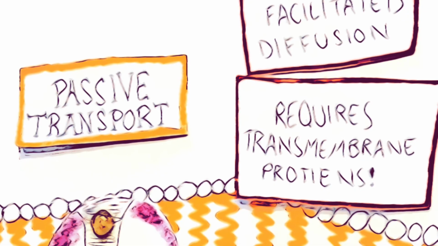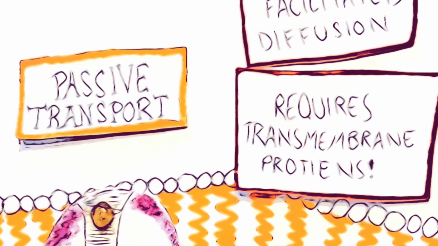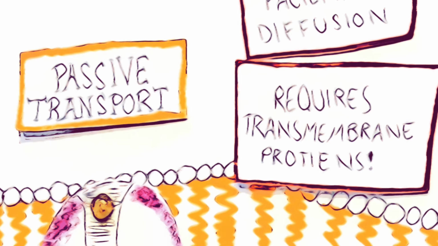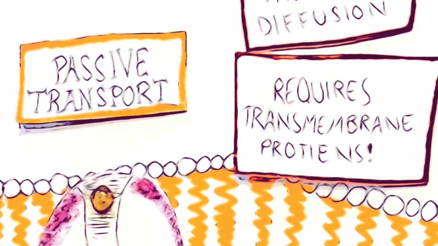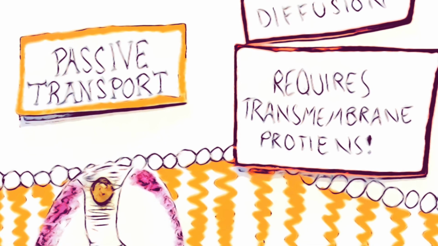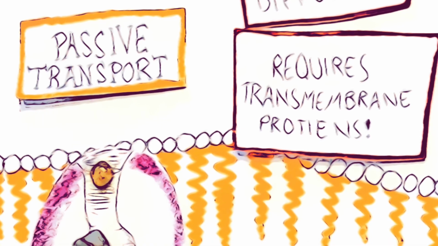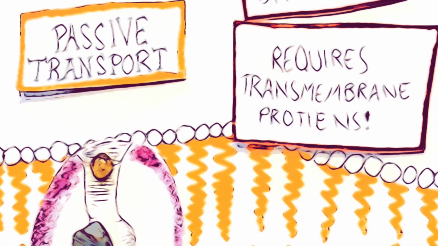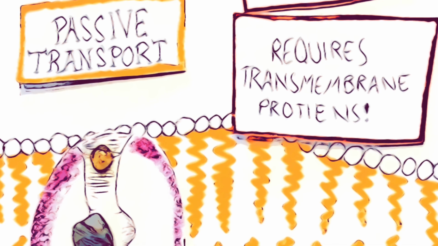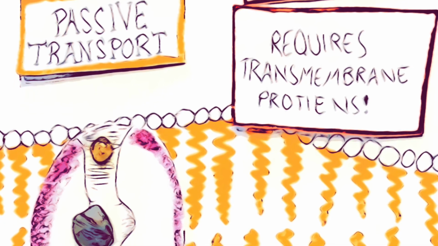Next, I'm going to be talking about facilitated diffusion, which is a form of carrier-mediated transport. Facilitated diffusion moves substances from areas of high concentration to low concentration by using a membrane protein, although this does not require ATP.